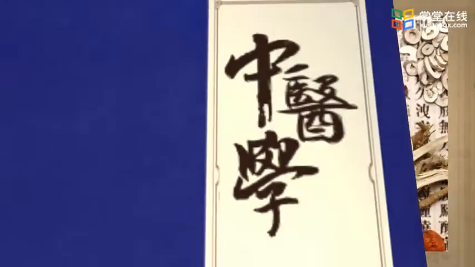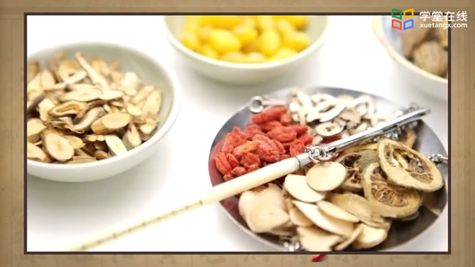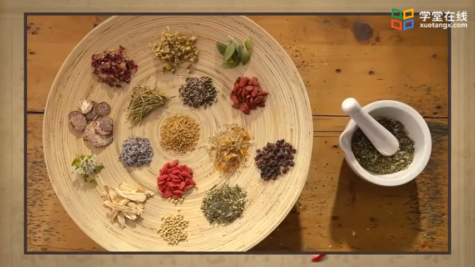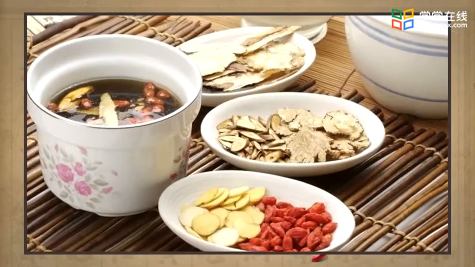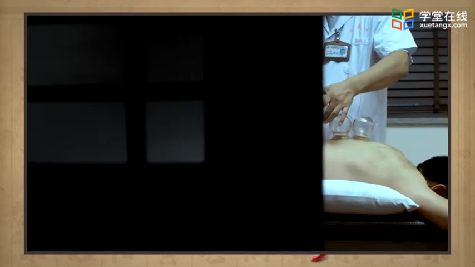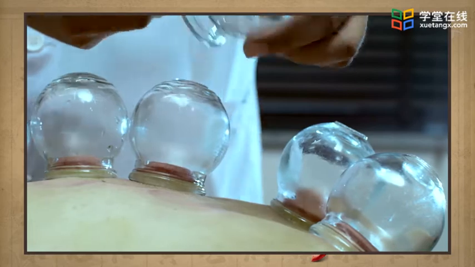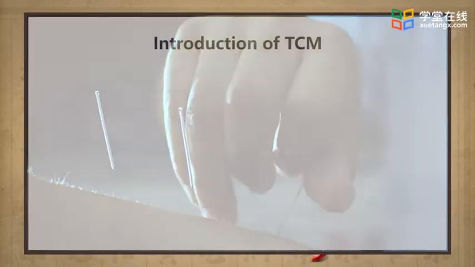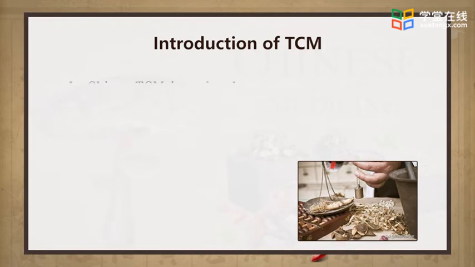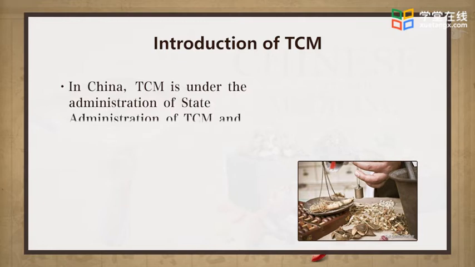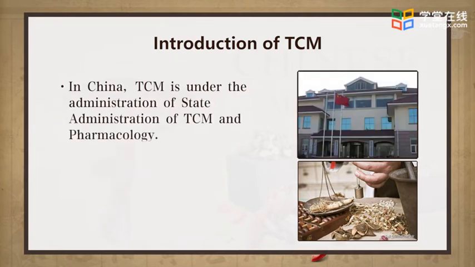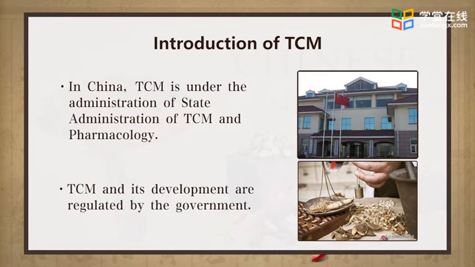Since the founding of New China, our government has paid great attention to inheriting and developing the heritage of TCM. A series of policies and measures have been taken for developing TCM. In 1986, the State Administrative Bureau of TCM and Materia Medica was established. This leading body is the guarantee of developing TCM and Materia Medica smoothly. So, TCM and its development are regulated by the government in China.